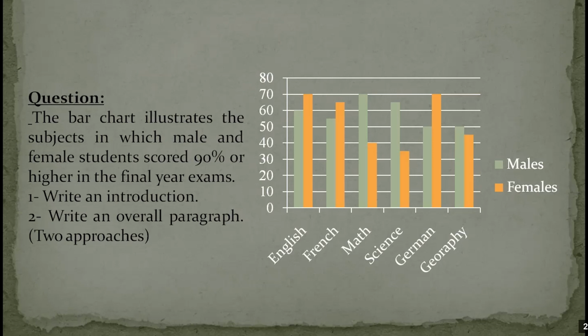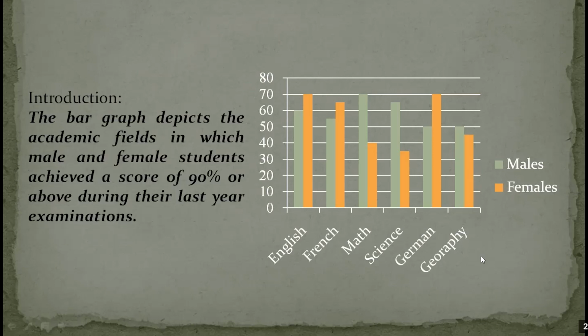Okay, time for me to show you my answer, but you need to continue working if you haven't finished. So the introduction: the bar graph depicts the academic fields in which male and female students achieved a score of 90% or above during their last year examinations. That's your introduction. Nothing but a paraphrase of the question as we agreed before.